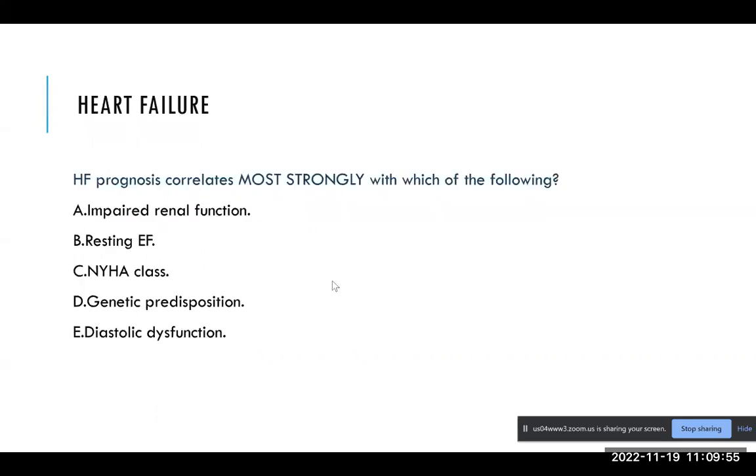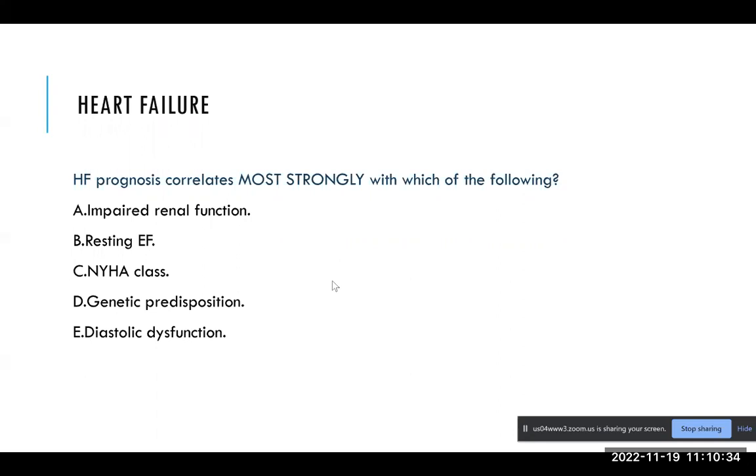So answer is A. If you ask this question 15 years back, you would have an answer of NYHA class. So NYHA class was the most prognostic parameter 15, 20 years back. But then we came to know that resting EF is one of the most important indicators. Still in the books written between 2012, 2015, you will have resting EF. If it is severely reduced, the more severe is the heart failure and the prognosis.